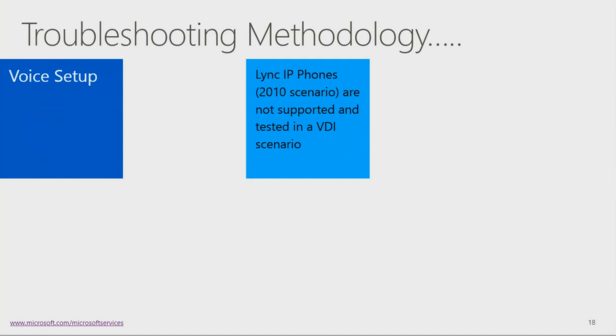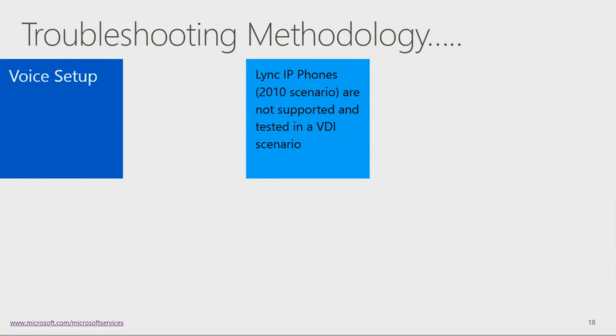So for voice setup, to start with, in 2010 we were asking the customers to have an IP phone on the local machine, so that the IP phone would do the media redirection. For the 2013 scenario, the IP phone is not required, so users have to just disconnect the phone. Are you talking about the USB connection between the phone and thin client? Yes, that's no longer required for 2013, because the plugin will take care of it.